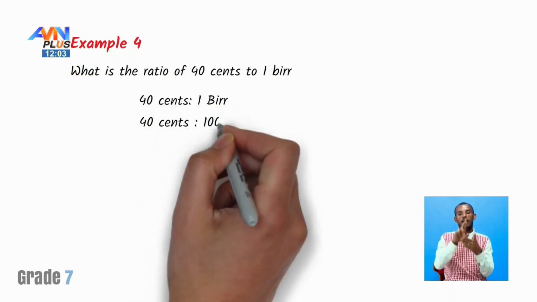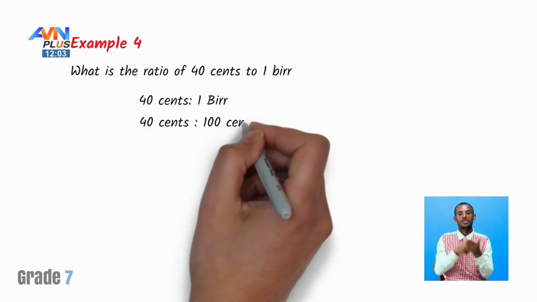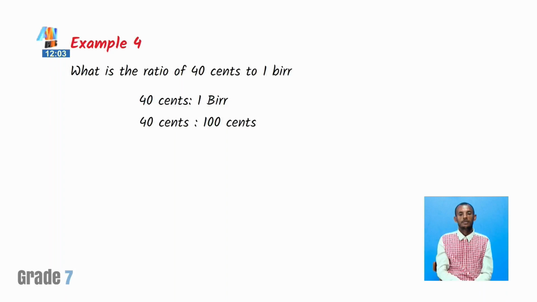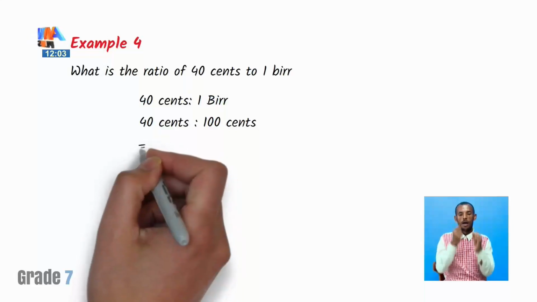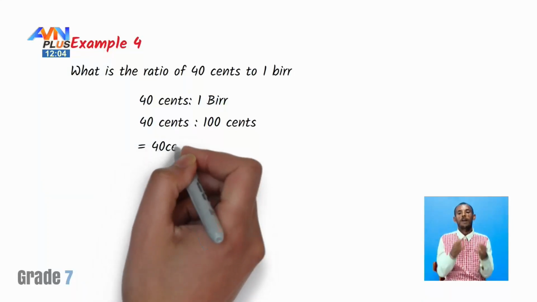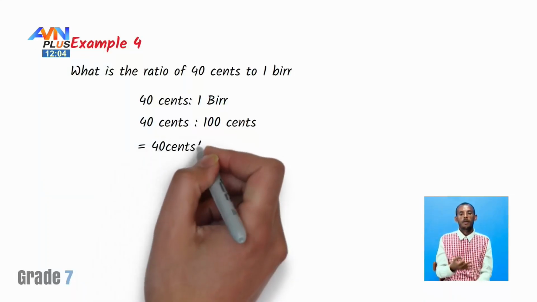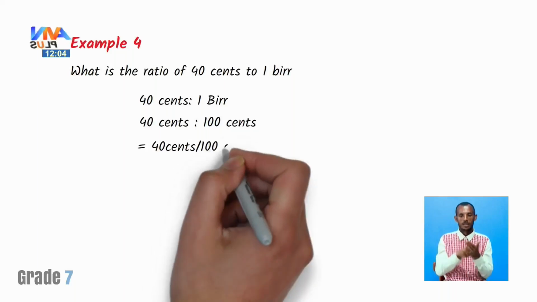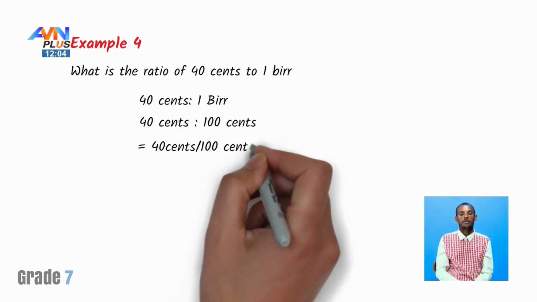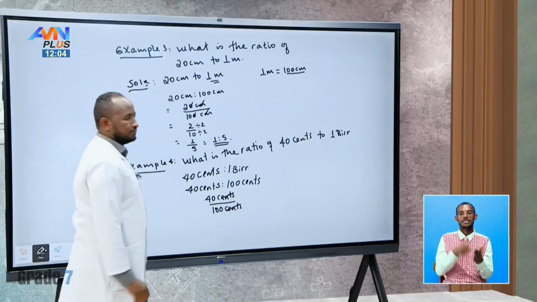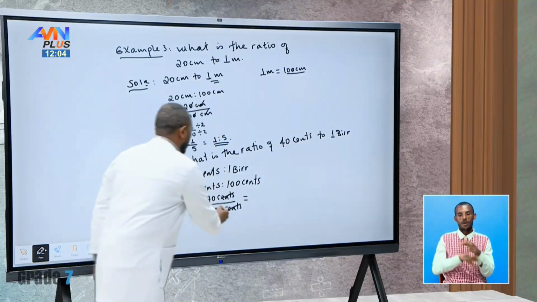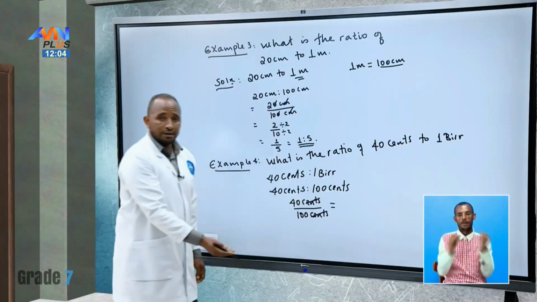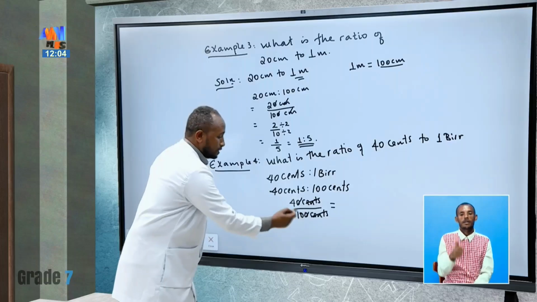Ratio 100 cents. So I can write this in fraction form: 40 cents to 100 cents. Cents cancels out. And then I have to write this in the lowest term. I can divide both by 10. That means it cancels out the 0. So you have 4 over 10.